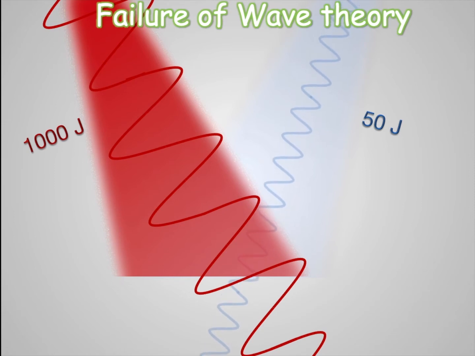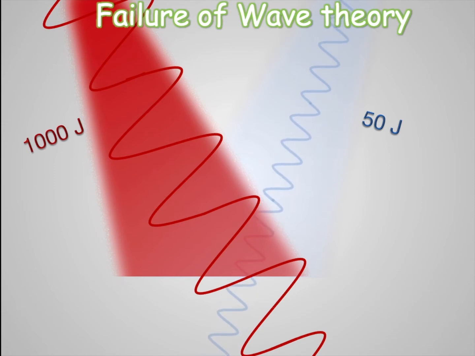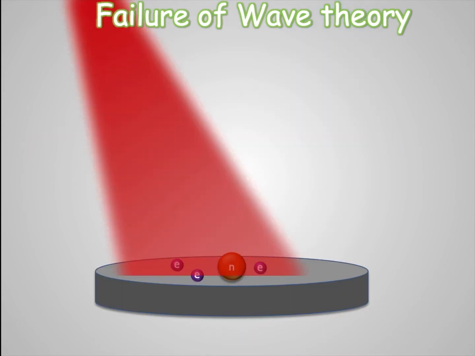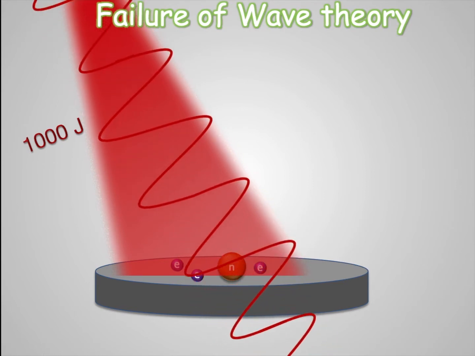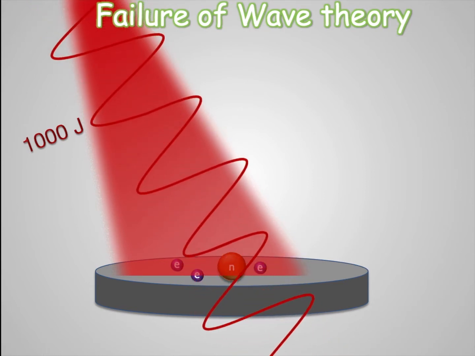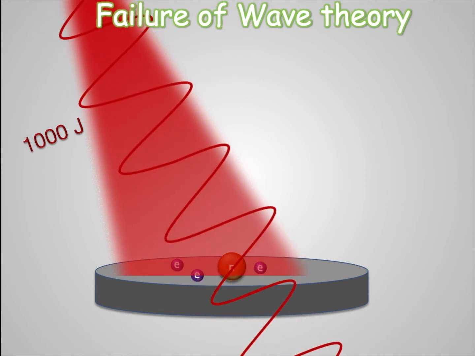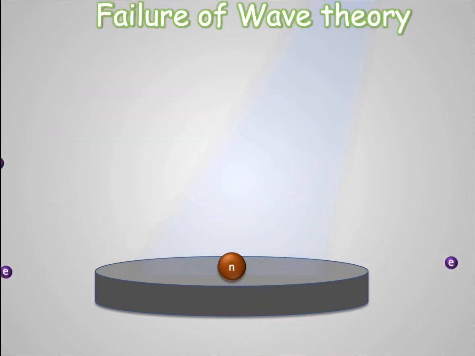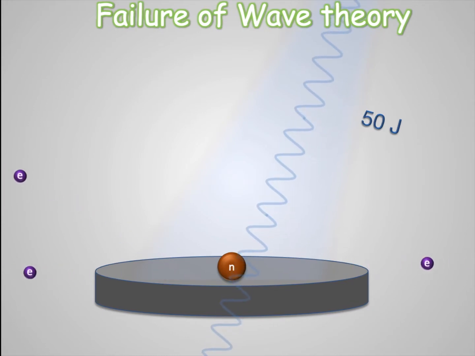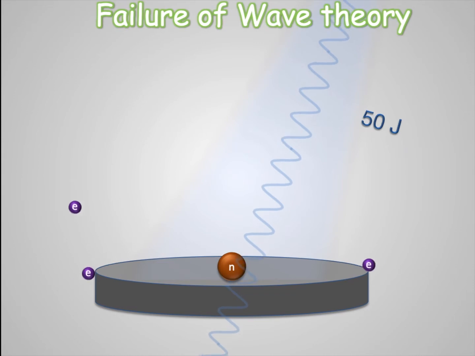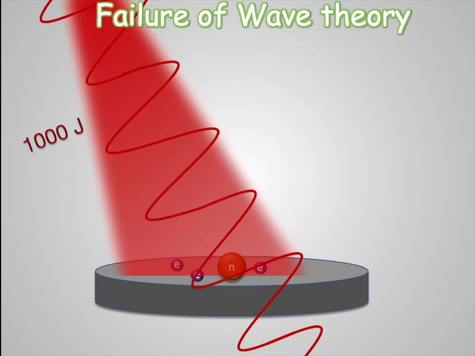Wave theory says the 1000 joule wave has more energy, and that's obvious. But when you apply the bright red light which has very big energy, like 1000 joule, to a metal plate, nothing happened. Even if you apply it for a long time, not even a single electron got emitted. At the same time, when you applied the very dim blue light, it has just 50 joule energy per second, very small waves. But still, a lot of electrons got emitted when you applied the dim blue light, but nothing happened when you applied the very bright, highly energetic red light. This proved wave theory to be completely wrong.